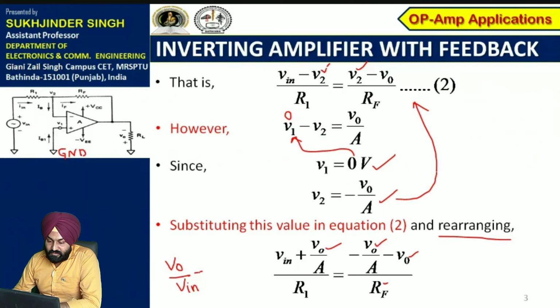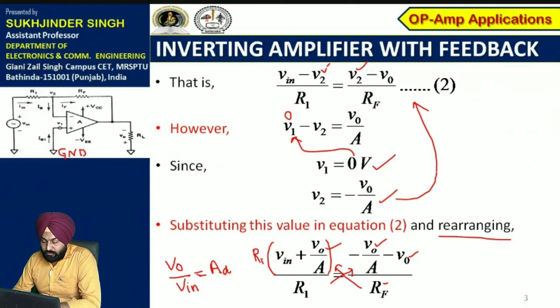Now we have to rearrange this equation so that we can find out the expression for Vout by Vin. This expression is nothing but the differential voltage gain. To calculate this, we can cross multiply these terms. So RF will be multiplied to this factor and R1 will be multiplied to this factor.